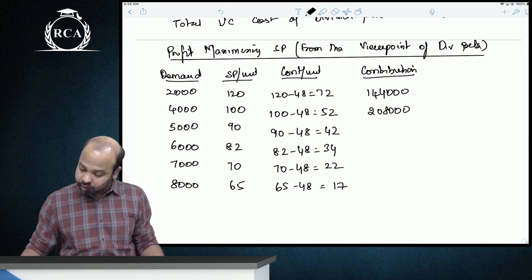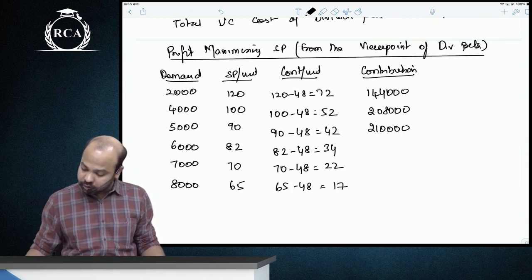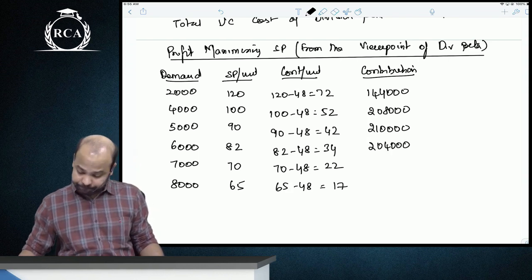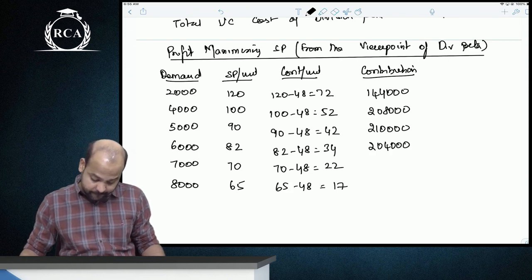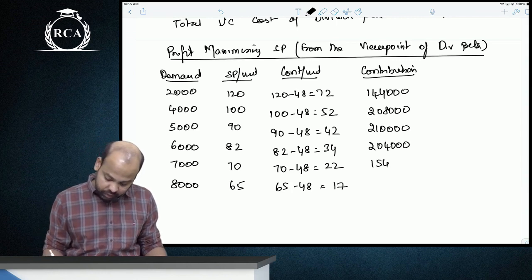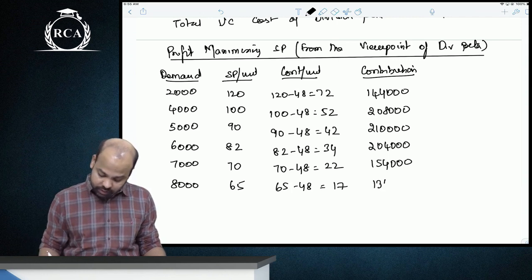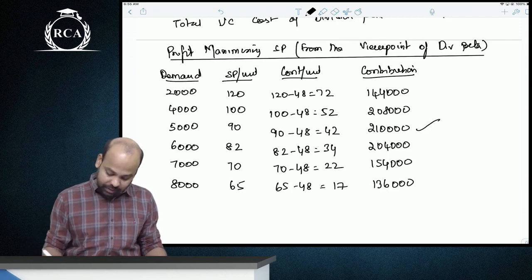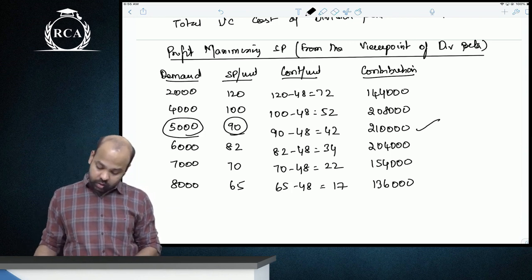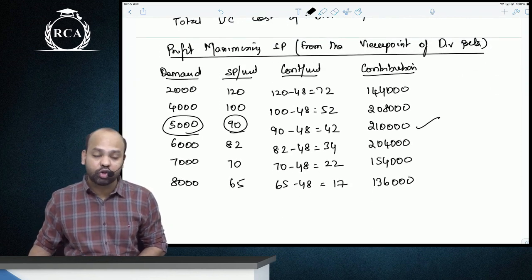5,000, guys, into 42 is 2,10,000. 6,000 into 34, beta, is 2,04,000. 7,000 into 22, beta, is 1,54,000. 8,000 into 17, guys, is 1,36,000. The profit maximizing selling price, beta, profit maximizing output, beta, looks at 5,000 units. Division beta is making the highest contribution at 5,000 units.